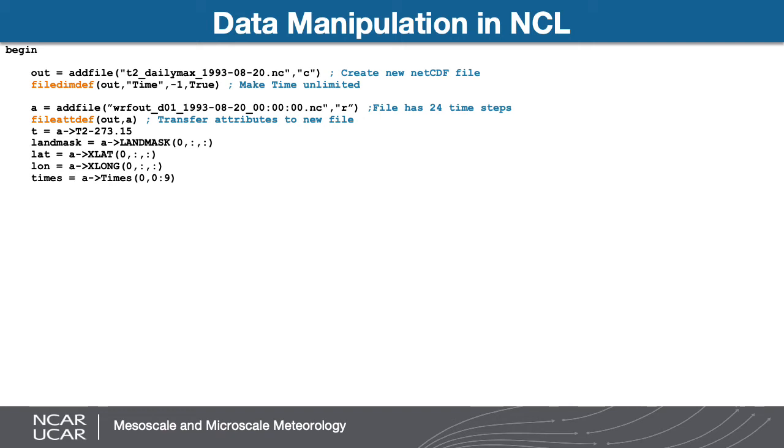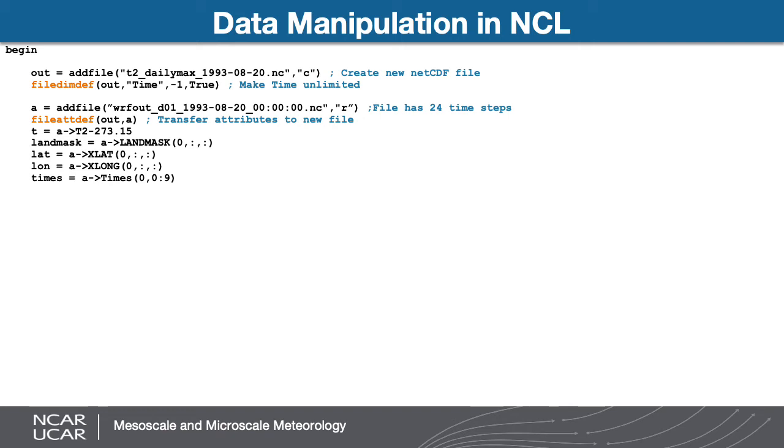Next, we're going to transfer our attributes from our WRF-out file to our new dailymax file. These global attributes are going to be all of the WRF information, like the domain information and all of the physics options you used. I generally like to transfer these with every new file I make so that I know where this data came from. It's also important for NCL to have this information for plotting, especially the domain information.